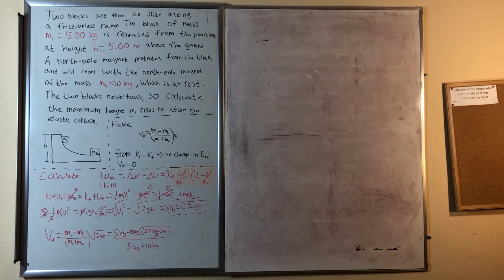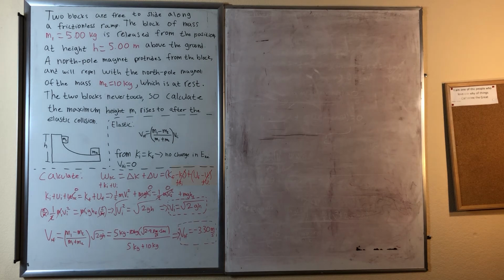So 5 kilograms minus 10 kilograms times all of square root of 2 times 9.8 meters per second squared times 5 meters, all divided by 5 kilograms plus 10 kilograms. This gives a final velocity for mass m sub 1 equals negative 3.3 meters per second.